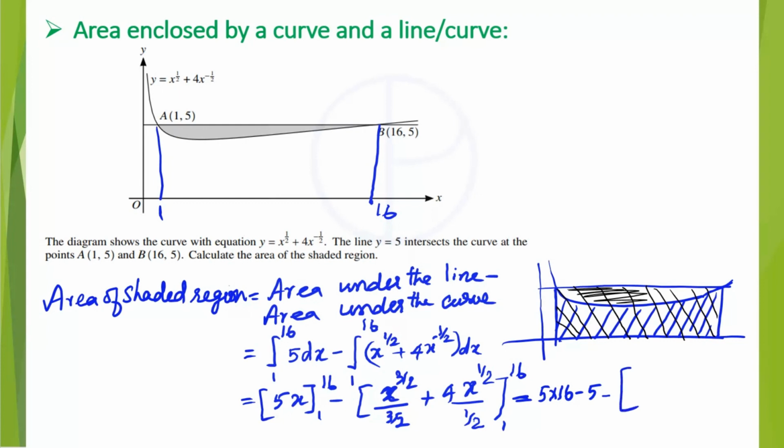the upper limit. Let's substitute the upper limit. 2 over 3 multiplied by 16 power 3 over 2, plus 4 divided by 1 over 2 gives 8. 8 multiplied by 16 power 1 over 2, minus the lower limit, 2 over 3 multiplied by 1 power 3 over 2, which is 1 only, minus 8 multiplied by 1.